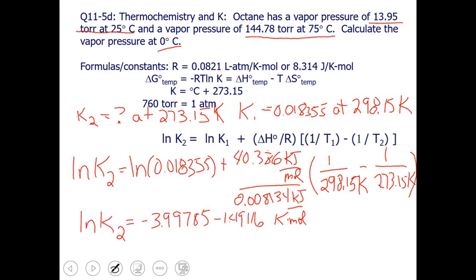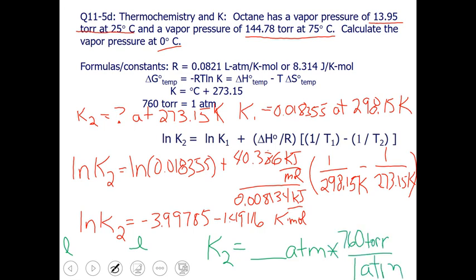So eventually you should get to minus 3.99785 minus 1.49116. And I trust you know to raise both sides to the power of e to get rid of the natural log. This will give you your K2 in units of atmospheres. And please remember to multiply by 760 torr per 1 atmosphere in order to get your answer.